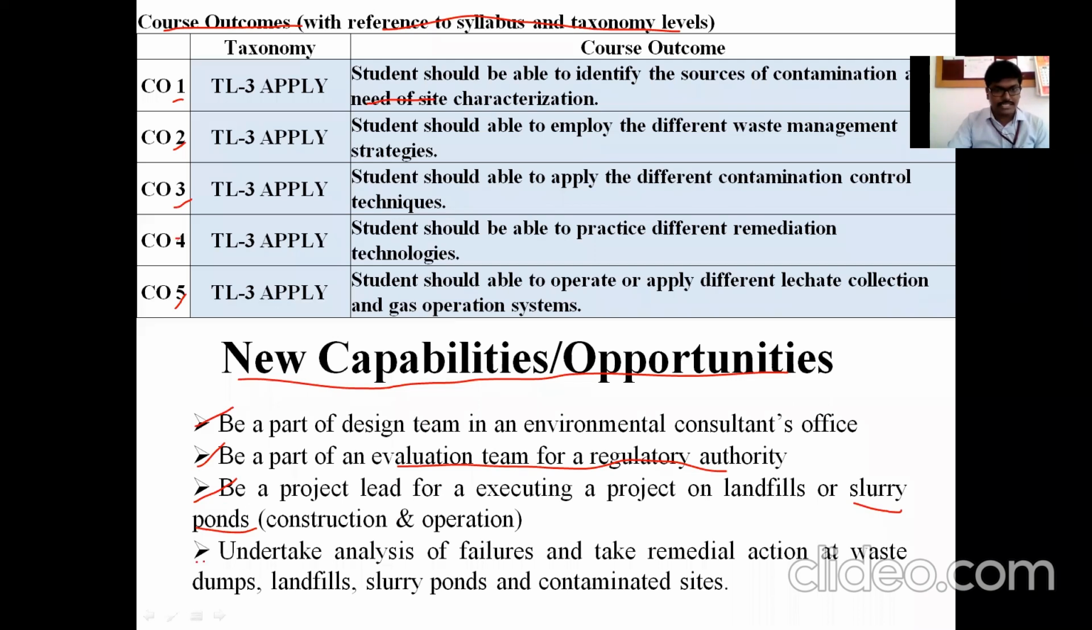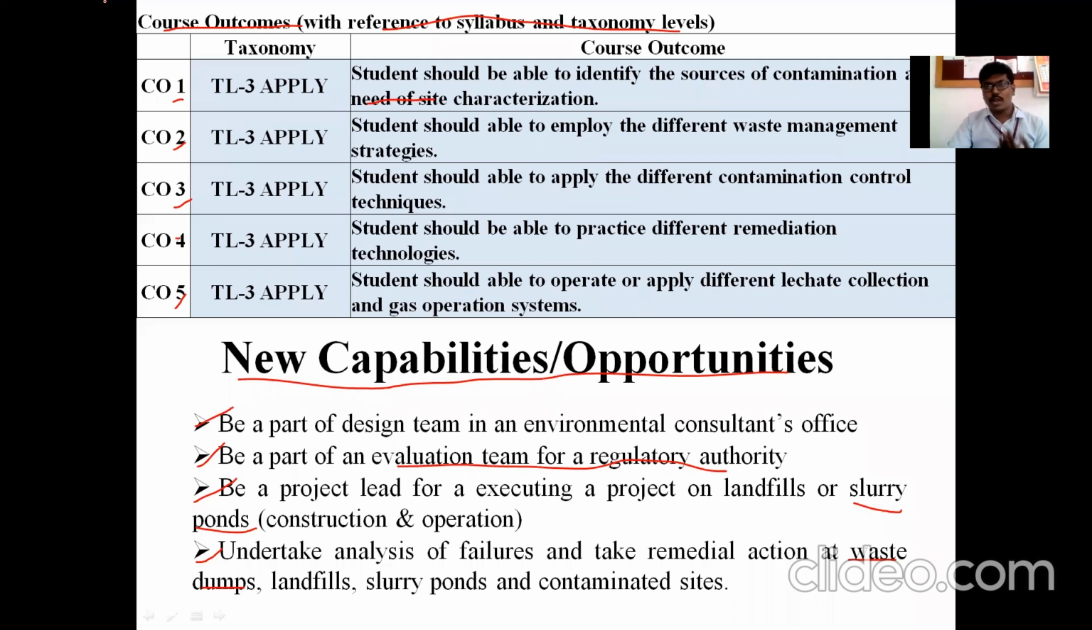The last is to undertake analysis of failures and remedial actions at waste dumps. Nowadays in Hyderabad city, they have constructed a separate waste dumping plant, where the construction waste or demolition waste from any construction site will be taken care of by those waste dumping plants, or construction and demolition waste plants.